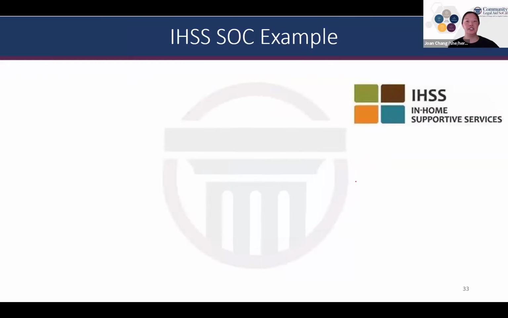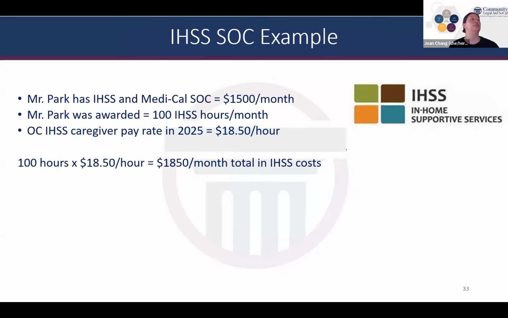Okay, let's look at IHSS, because a lot of our clients are calling saying, the only reason I'm applying for Medi-Cal is because I want IHSS, in-home supportive services. So let's look at an IHSS share of cost example. We're using Mr. Park again. Mr. Park has IHSS. He also still has that Medi-Cal share of cost, which is $1,500. Think of this as IHSS and Medi-Cal share of cost. It applies to both.